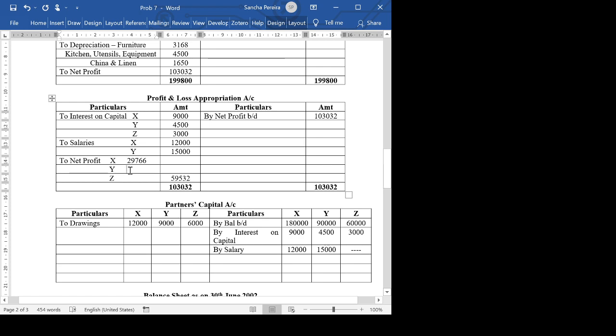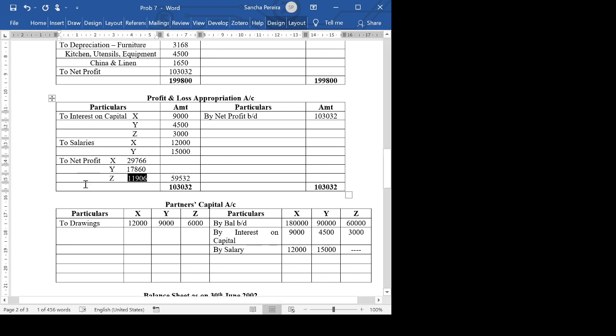17,859.6, so I will make it 17,860. I've rounded 59.6 up to 60. And the next one, into 2, comes to 11,906.4, so we will keep it as 11,906. Whatever it is, this total has to come to 59,532, and if you check, it does come.